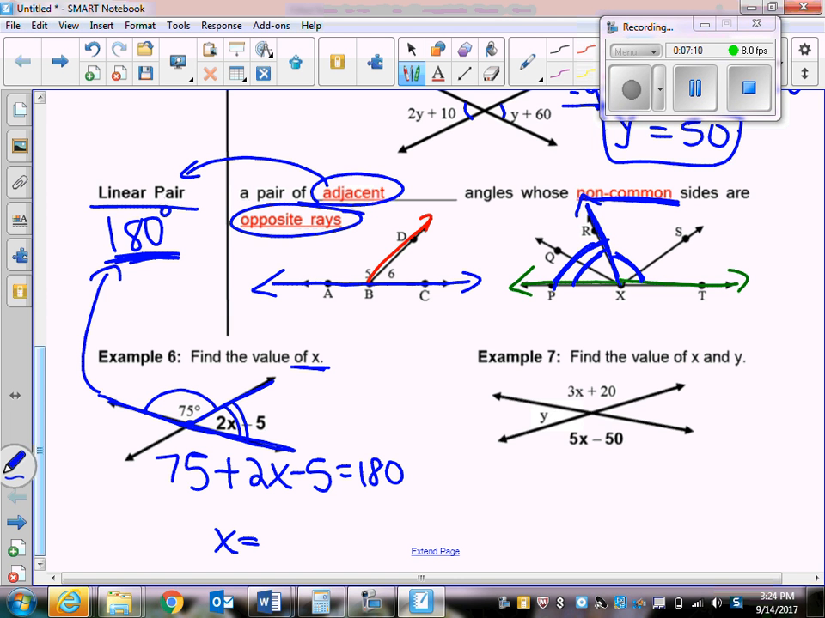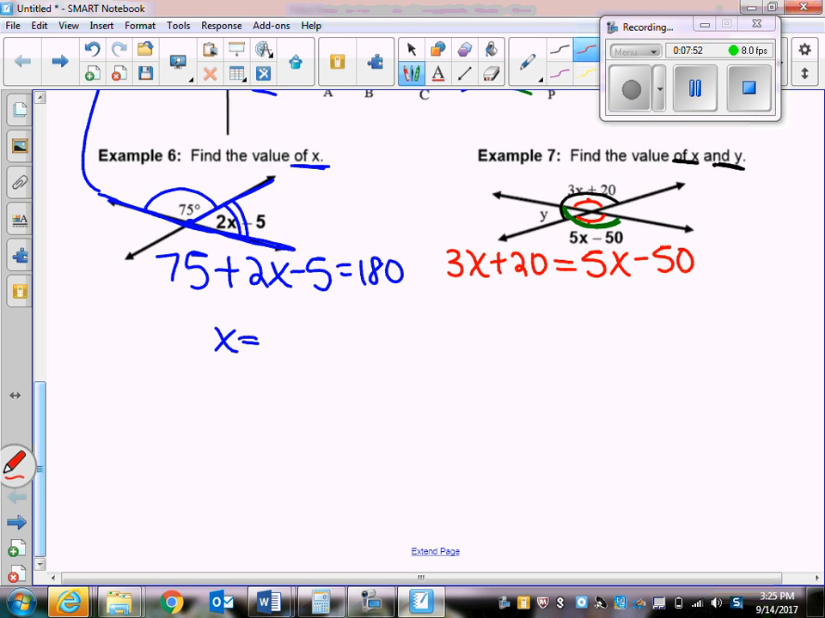When it comes to number 7, you have a combination of vertical angles. Those are vertical. And then I have a combination: if I look at this y, this is linear with this angle here, or it is linear with this angle here. Okay, whichever way you want to do it, it doesn't matter. But the question is asking you to solve for x and y. So first it's easier to solve for x because I already know those angles are going to be equal to each other. So I can just say 3x plus 20 equals 5x minus 50. That would help me to solve for x.